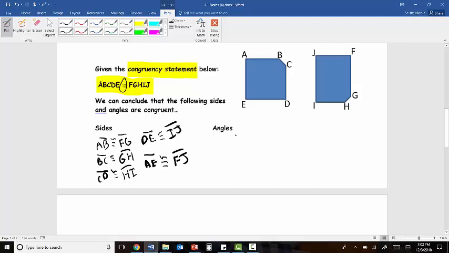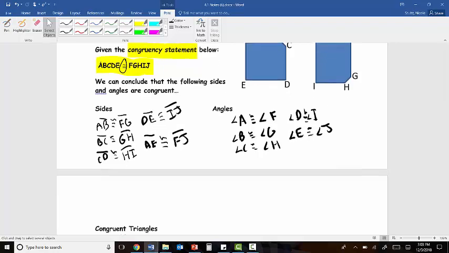And now we'll do the angles. So the first angle would be A, and that matches the other first angle, which is F. And we're just going to keep going down the list. We have B and G, C and H. Angle D is congruent to angle I. Angle E is congruent to angle J. Right, so there are all your corresponding parts. There's 5 corresponding sides and 5 corresponding angles, total of 10 parts.